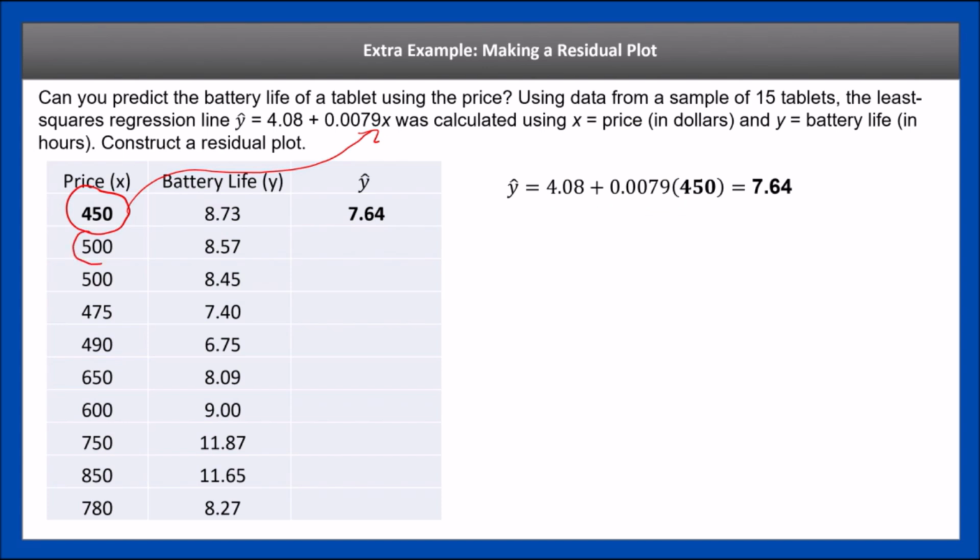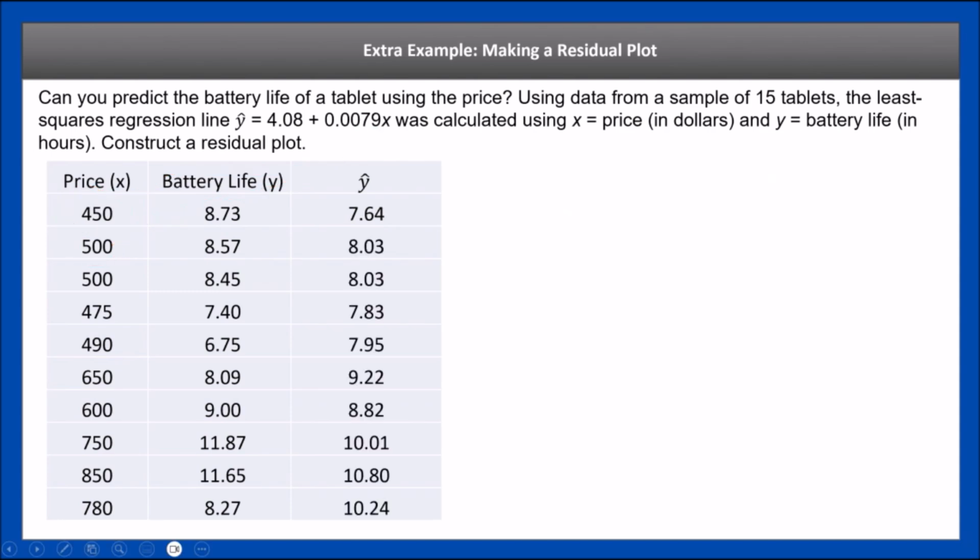The next one is going to be 500. I have to plug 500 into there. And if I do all of those, if I put 500 into there, I get 8.03. If I plug in 475 into there, I get 7.83. All right, so this is how I get my predicted battery life.